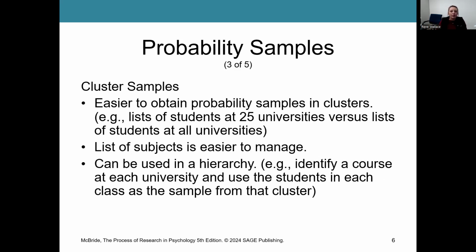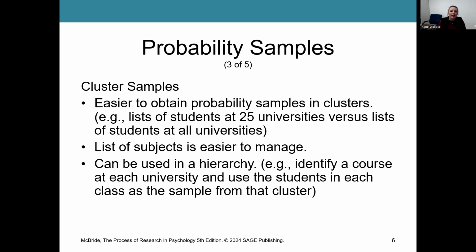Cluster samples are easier to obtain probability for. So like if you had students at 25 different universities versus every student at every university in the country, right? It's easier to get a cluster sample. It's easier to say, well, let me go to these 25 universities and ask those students. Or if you're doing something on inmates in prison, right? Difficult to go to every prison in America and ask individuals there your questions, but you could say I chose these 10 and I went to these 10 prisons and asked these questions.